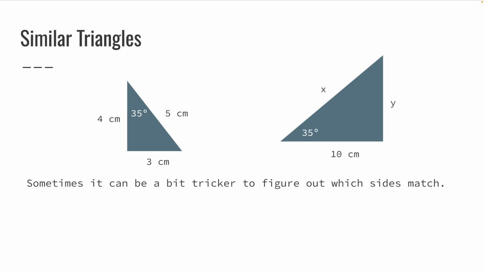Now you do have to be careful because sometimes it can be a bit trickier to figure out which sides match. And so sometimes they will give an angle to show you which ones match up. So not only is this triangle not sort of facing the right direction, it's been rotated, not just flipped. So a lot of people without this angle would think, well, it's just been flipped over and the 4 matches the y, the 5 matches the x. But actually, it's been rotated.